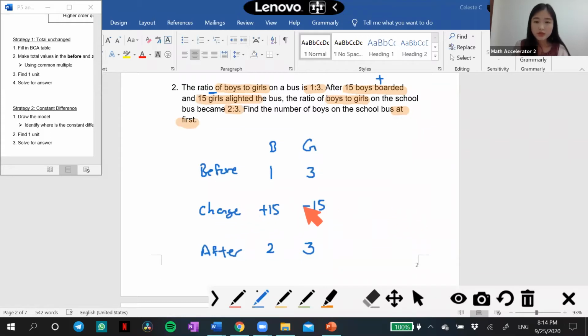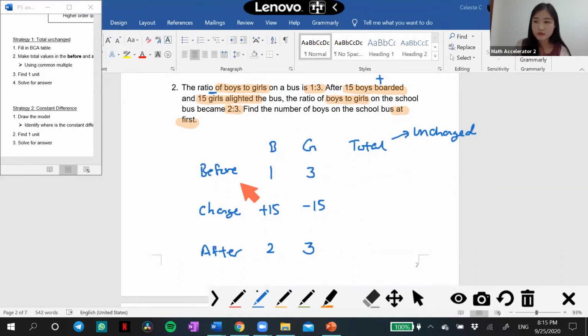Right. So looking at the change, you're adding 15 and subtracting 15. Plus and minus the same number. So your total wouldn't change, correct? Okay, total unchanged. Because you add in the 15 people onto the bus, right? And then you minus 15 again. So there's no change to the total for those of you who are still confused, right?